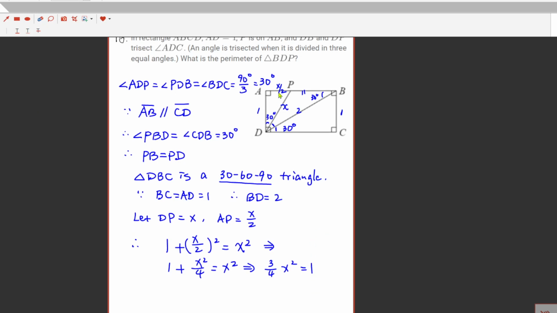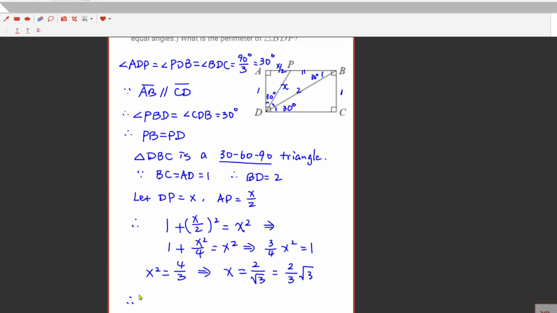So you don't have to memorize the relationship between each side brutally. If you don't know that, you can just use Pythagoras theorem to get it by yourself. So x squared must be 4 over 3, and x must be 2 over square root 3, which can be simplified to 2 over 3 times square root 3, right?